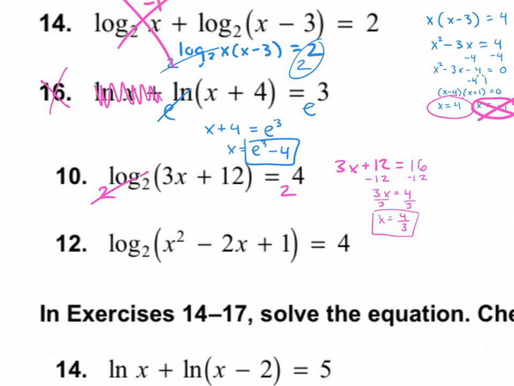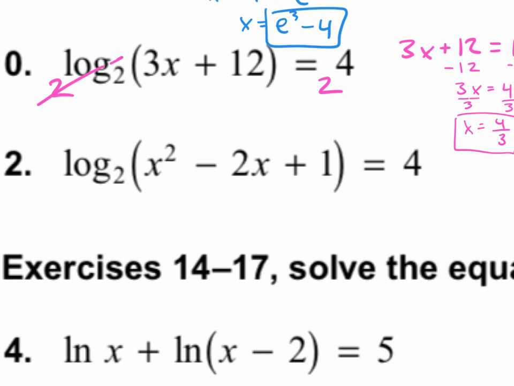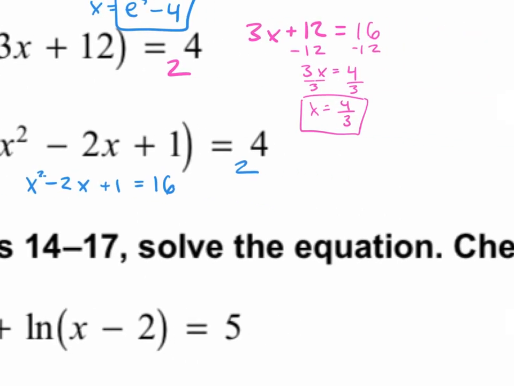All right, number 12. What do we do here? Raise it to the base 2. This cancels, so x squared minus 2x plus 1 is equal to, what is 2 to the 4th power? 16. What do I do next? Subtract 16. I'm going to move it to the side over here to give me some more room. So I have x squared minus 2x. If I subtract 16 on both sides, what's 1 minus 16? Negative 15.